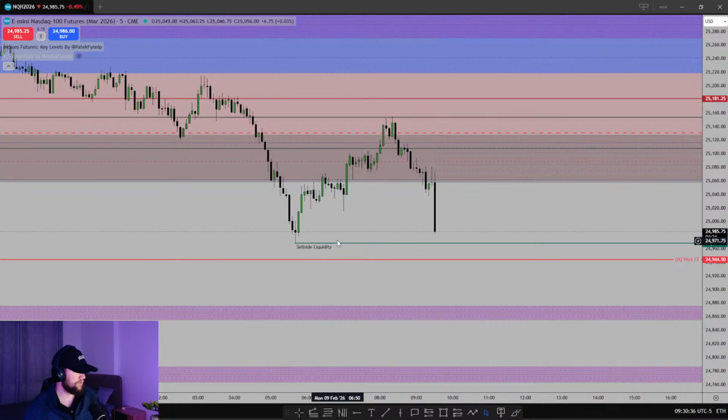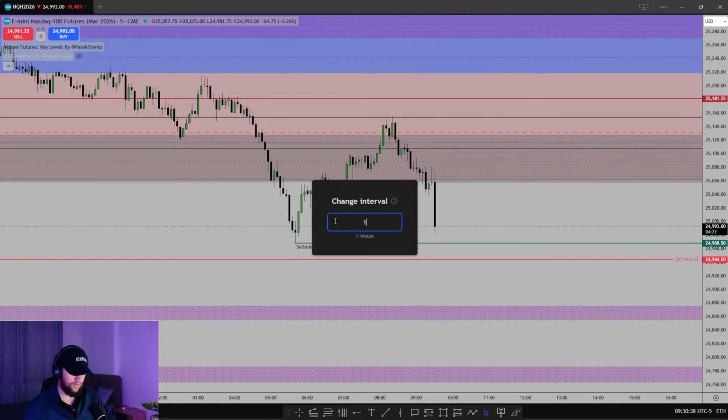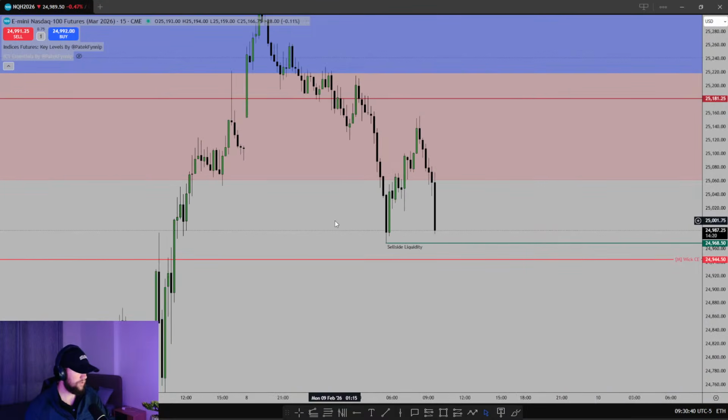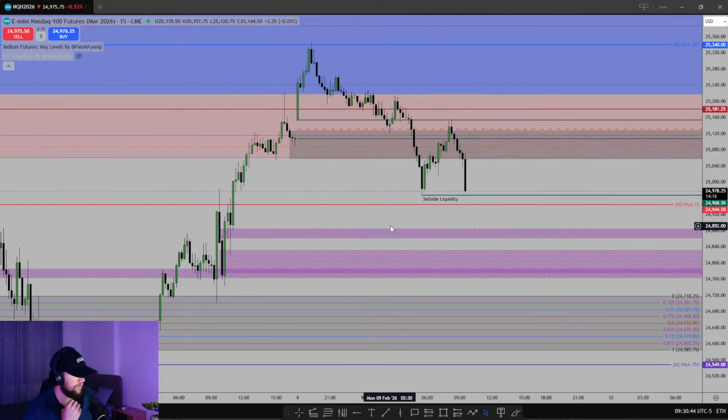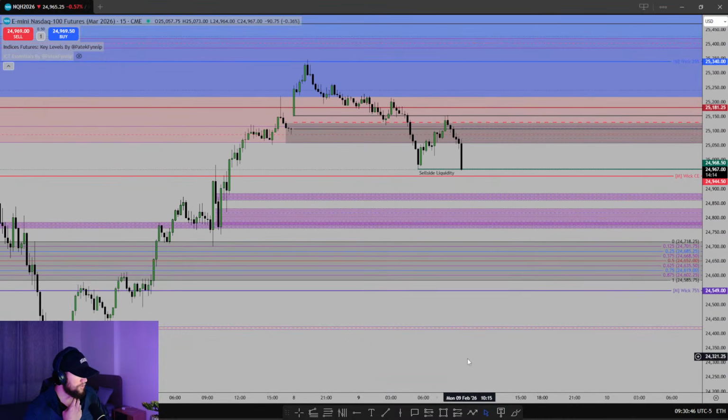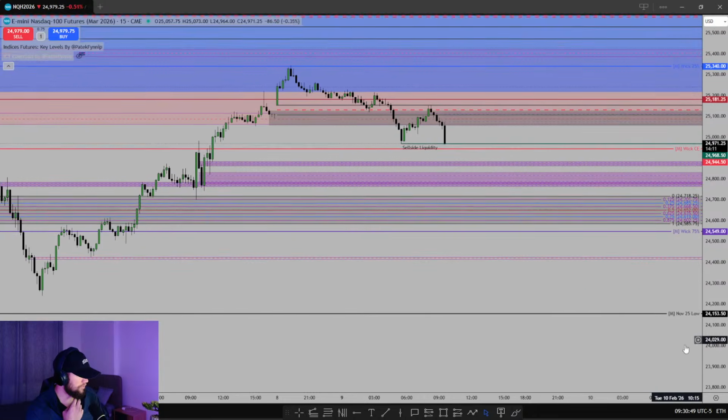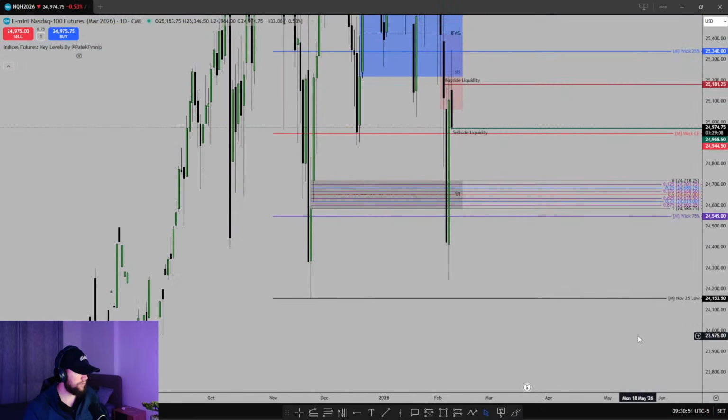I do like this hairset here. Let's see on the 15. So we're probably bearish still and go to the daily levels. This one down here. It's also the monthly low from November.